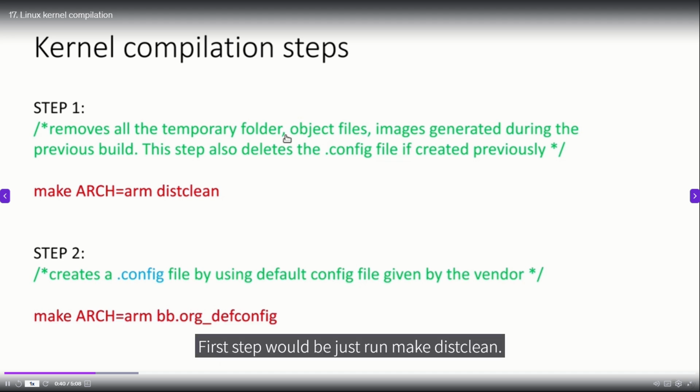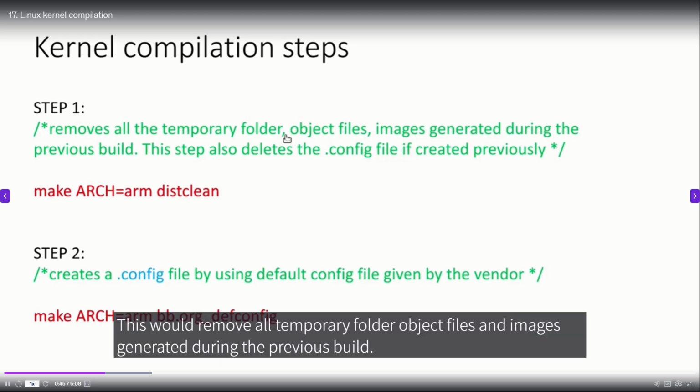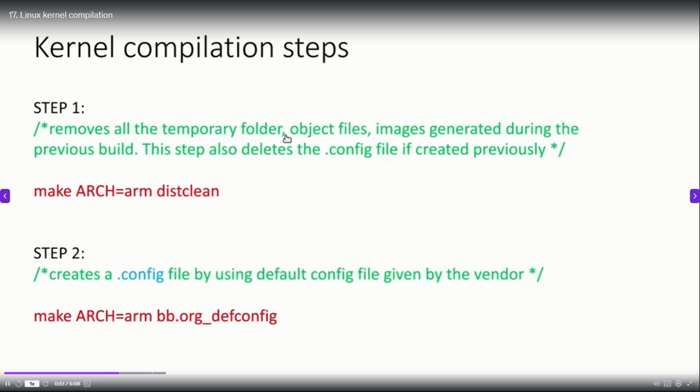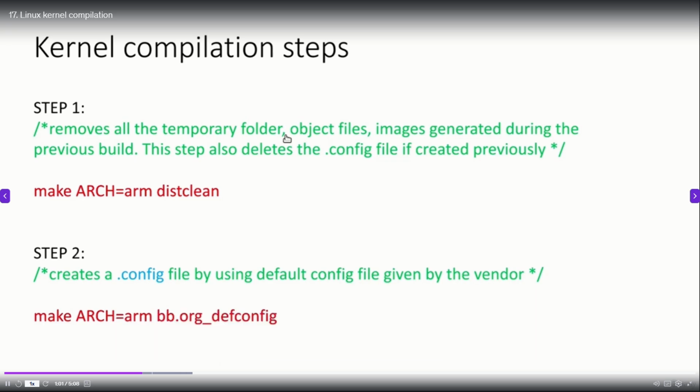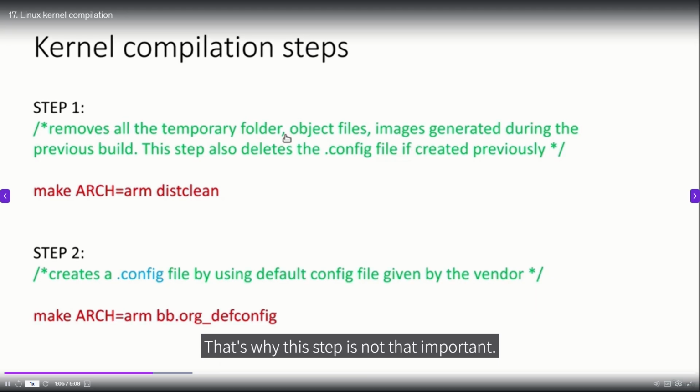First step would be just run make distclean. This would remove all temporary folders, object files and images generated during the previous build. This step, remember, deletes the .config file if created previously. Basically, this step is not required because we have not done any previous build. We are doing a fresh build. That's why this step is not important.